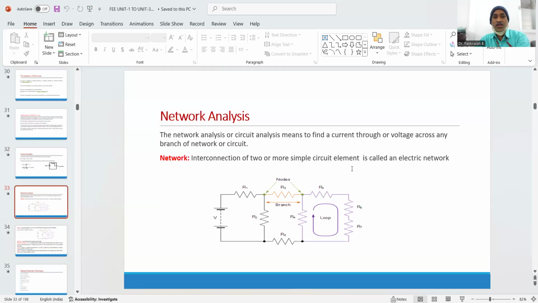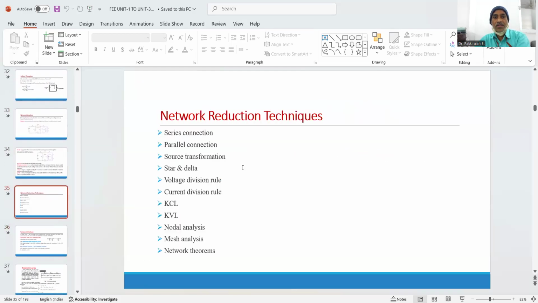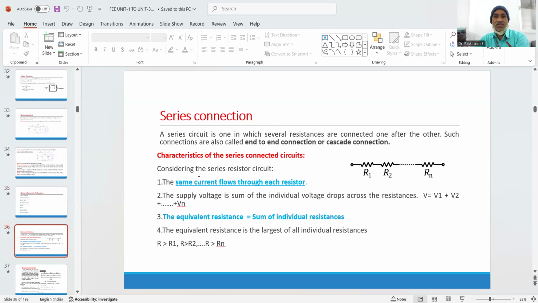Some of the network analysis methods and the circuit reduction techniques we will see here. In the circuit reduction techniques, we have the following techniques like series connection, parallel connection, source transformation, star delta, voltage division rule, current division rule, KCL, KVL, nodal analysis, mesh analysis, and some of the network theorems.